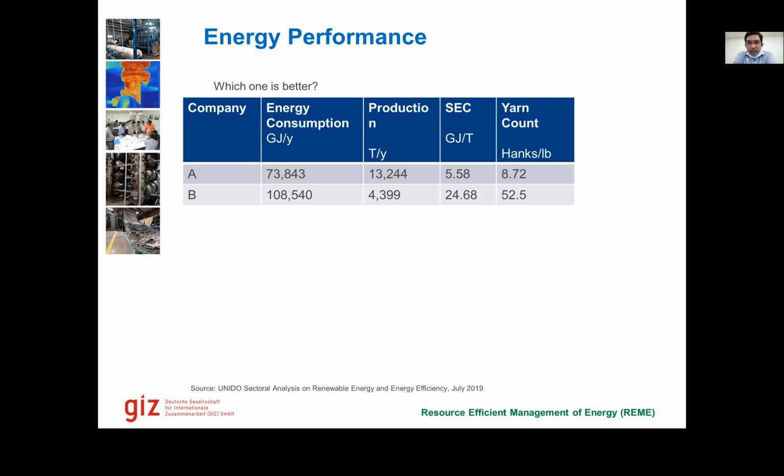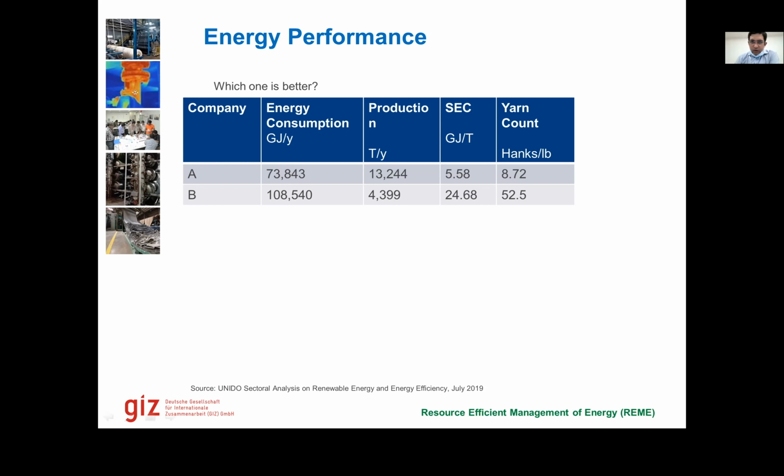So yarn count is an indicator that indicates how many lengths of a yarn fit into 1 pound. Hank is a measure of length. So company A produces a yarn of which 8.72 hanks of length weigh 1 pound, and company B produces a yarn in which 52.5 lengths of yarn weigh 1 pound. What do you think now? Can we still compare them? Tell which one is better?